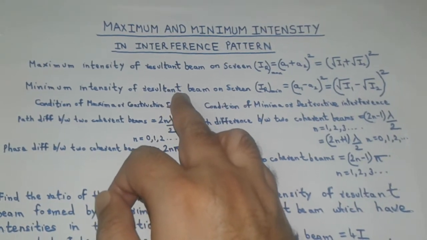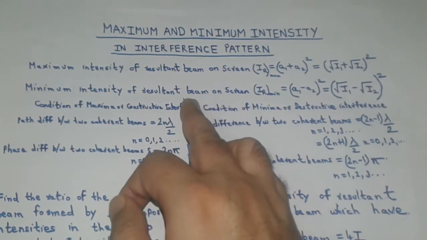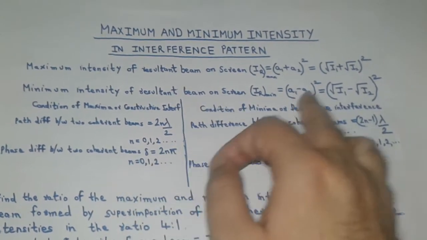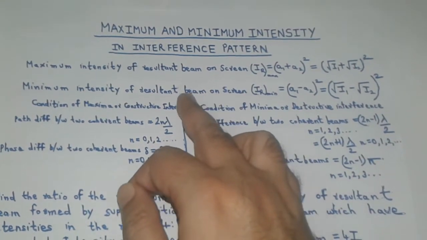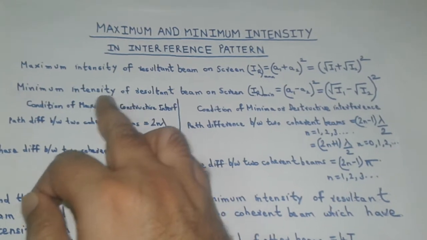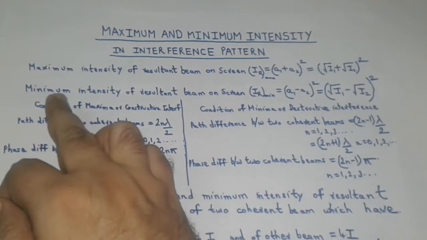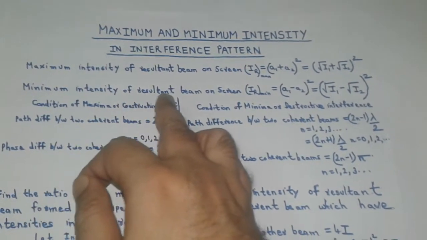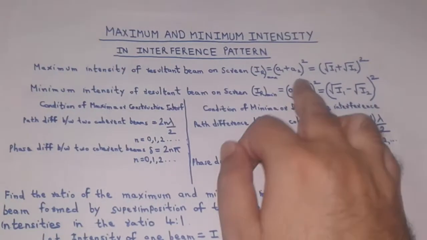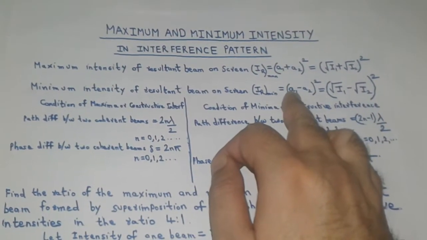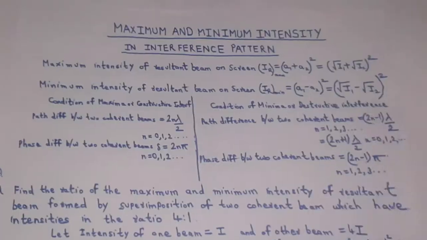When two coherent beams of amplitudes A1 and A2 and intensities I1 and I2 interfere in opposite phase at a point, then we get destructive interference or minima at that point. The minimum intensity of the resultant beam at that point is the square of the difference of the amplitudes of the two interfering coherent beams.